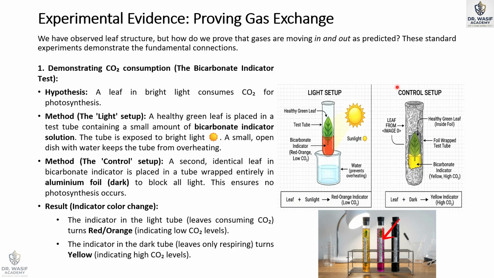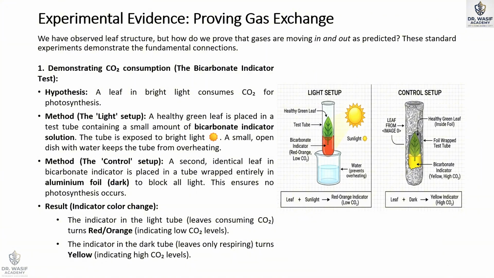Now look at our control setup. Here we have wrapped a second tube in aluminum foil to create total darkness. In the dark, photosynthesis stops, but the leaf is still a living thing. It is still respiring. It releases carbon dioxide in the tube, causing the indicator to turn yellow. This simple color change is the ultimate proof that light triggers the consumption of carbon dioxide, while darkness leaves us with only the breath of the planet.